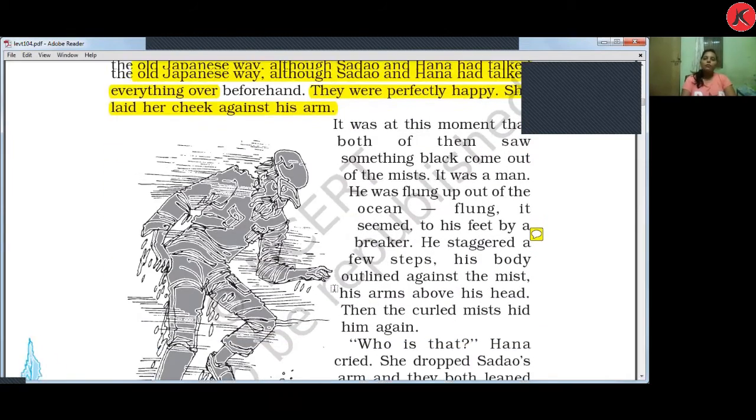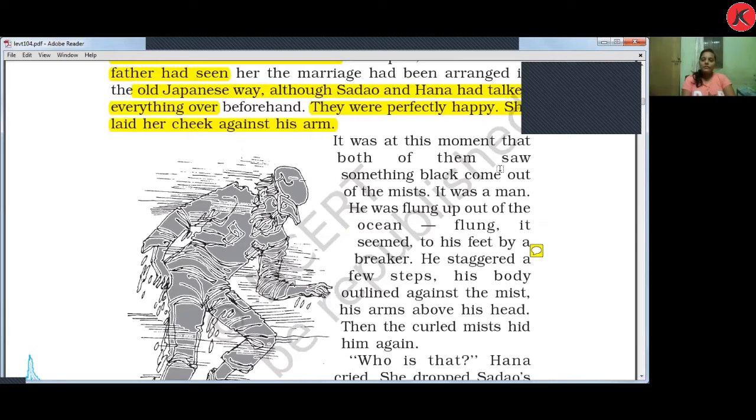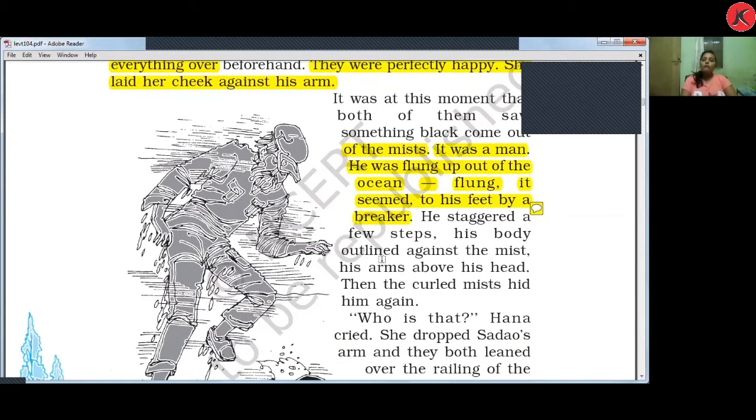Going further, it was at this moment that both of them saw something black come out of the mist. Okay, from the fog, the smoke, they saw something black coming out. It was a man. After watching and staring at that line for so long, they came to know that it was a man. He was flung up out of the ocean. Okay, so it looked like he came out of the ocean.